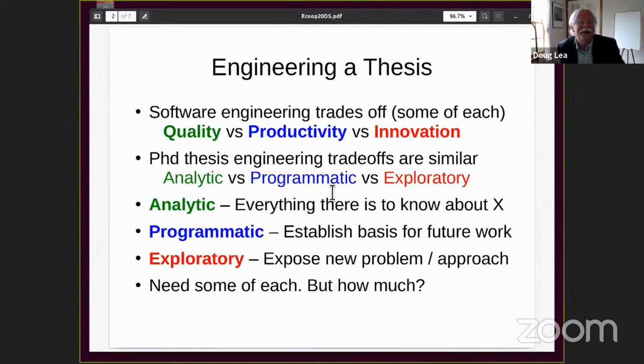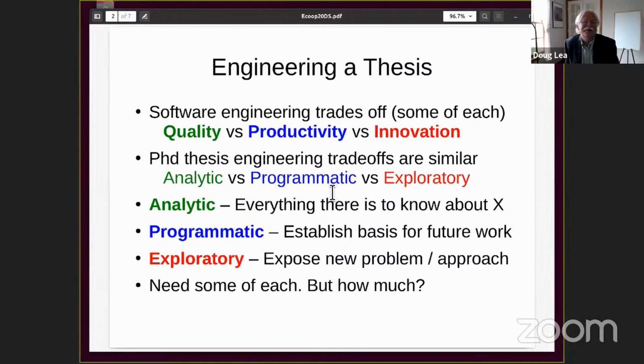So I'm going to start with something that is just an observation that was made in a really good but completely obsolete software engineering text by David Lamb, who started off the first paragraph of the book saying that what you're doing when you're engineering is trading off quality, productivity, and innovation. Doing things well, doing things quickly, doing things at all that had never been done.